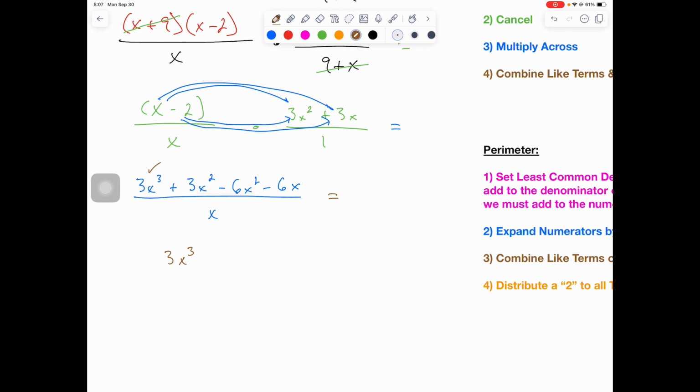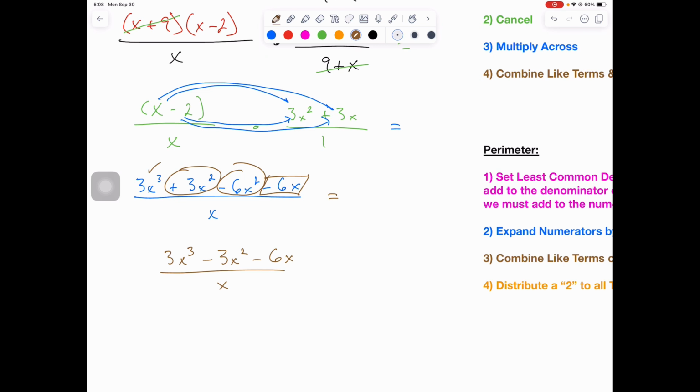3x to the third. Our 3x squared I'm going to circle. Negative 6x squared I'm going to circle. Yes, they can be combined. 3 minus 6 is negative 3. Don't forget your x squared. Minus 6x, we'll box that. Can't be combined with anything. We'll go ahead and set that over x.